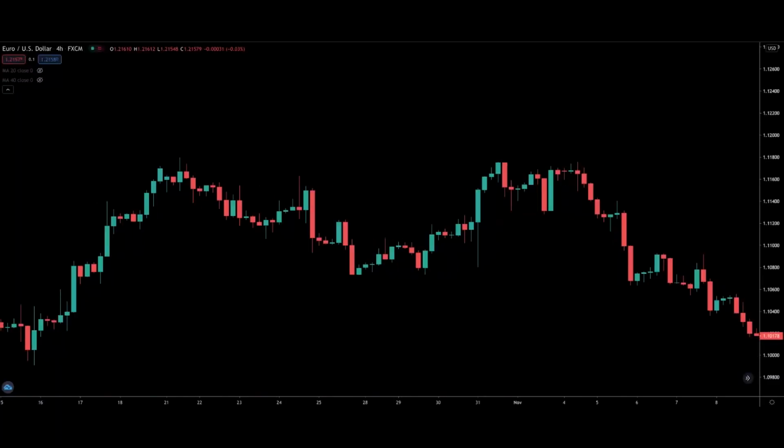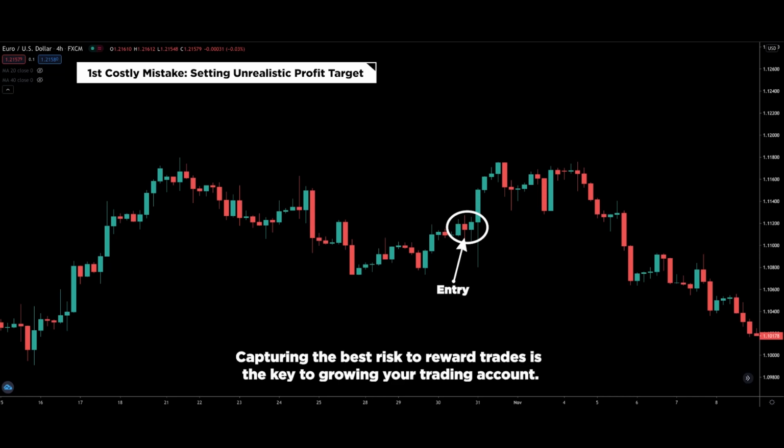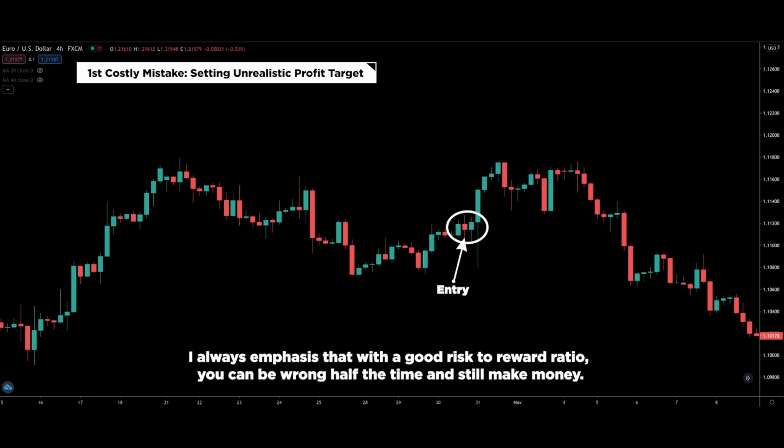Now moving on, let's talk about the first costly mistake. And that is setting an unrealistic profit target. So you heard all about the risk to reward and how capturing the best reward to risk trades is the key to growing your trading account. Well, that's correct, and in this channel I always emphasize that with a good risk to reward ratio, you can be wrong half the time and still make money.